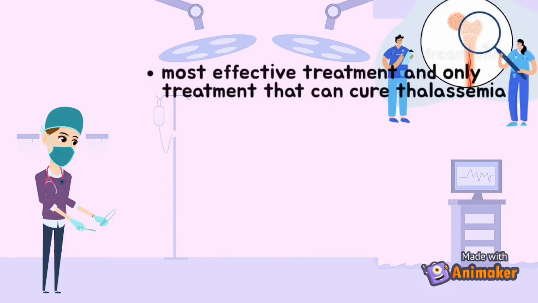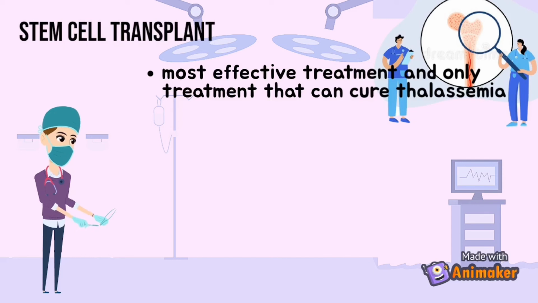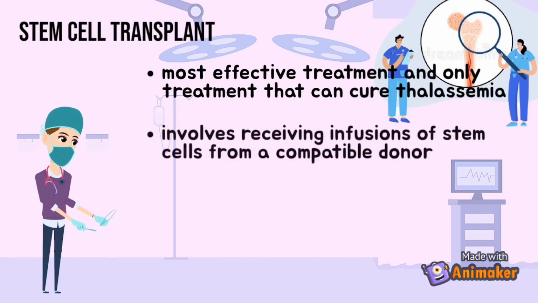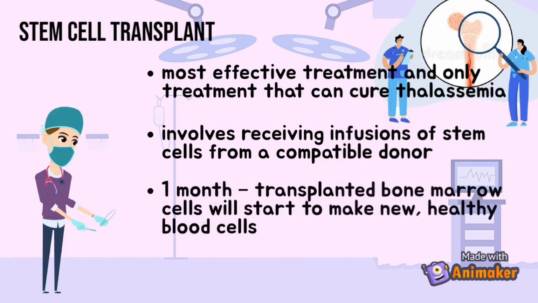Finally, the most effective treatment and the only treatment that can cure thalassemia is the stem cell transplant, also known as bone marrow transplant. This involves receiving infusions of stem cells from a compatible donor who has the same types of proteins, human leukocyte antigen HLA, on the surface of their cells as the recipient. Then approximately 1 month is needed for the transplanted bone marrow cells to start making new and healthy blood cells.